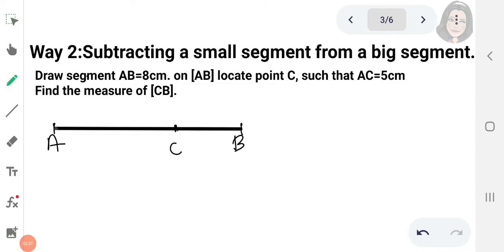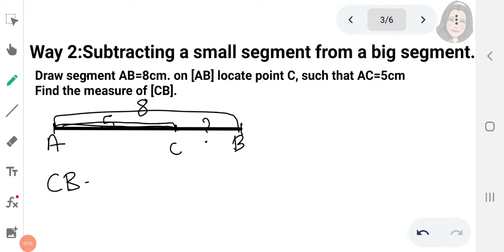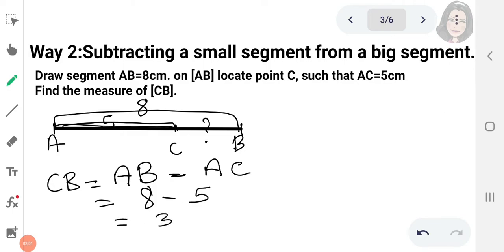What information do I have? I know that the big segment AB equals 8, and I know that one of its parts, that is AC, measures 5. What am I asked to do? Find the measure of CB. So the segment CB will be this big segment AB minus one of its parts, which is AC. That is 8 minus 5, and 8 minus 5 is 3 centimeters.